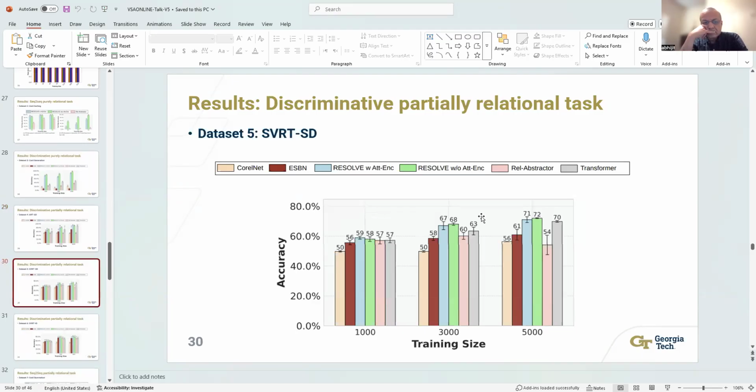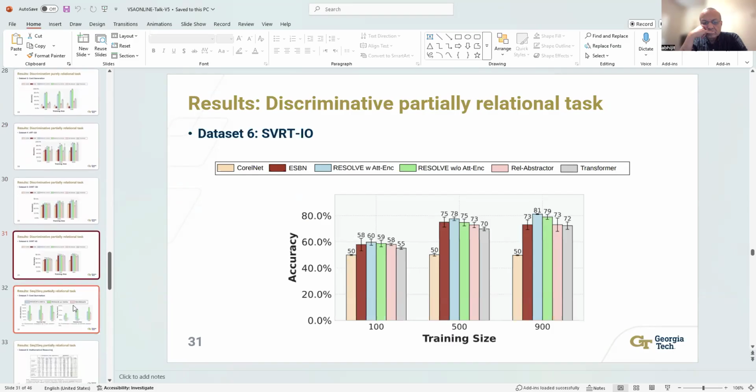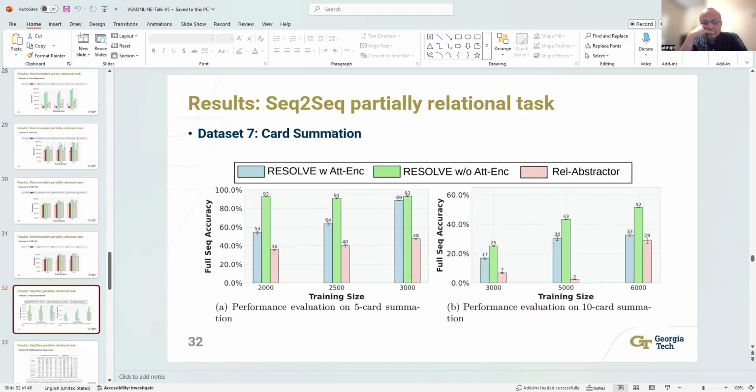We have the same behavior for the SVRT, similar and different, and the inside and outside pattern recognition. For the card summation, we outperform the relational abstractor by almost 2 times. And here it's more than 2 times actually for the 10-card summation.